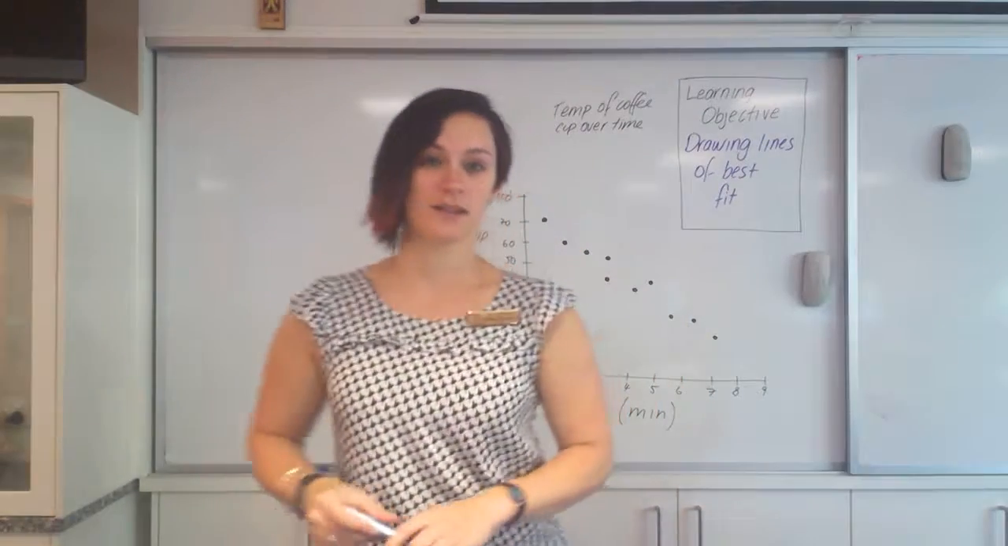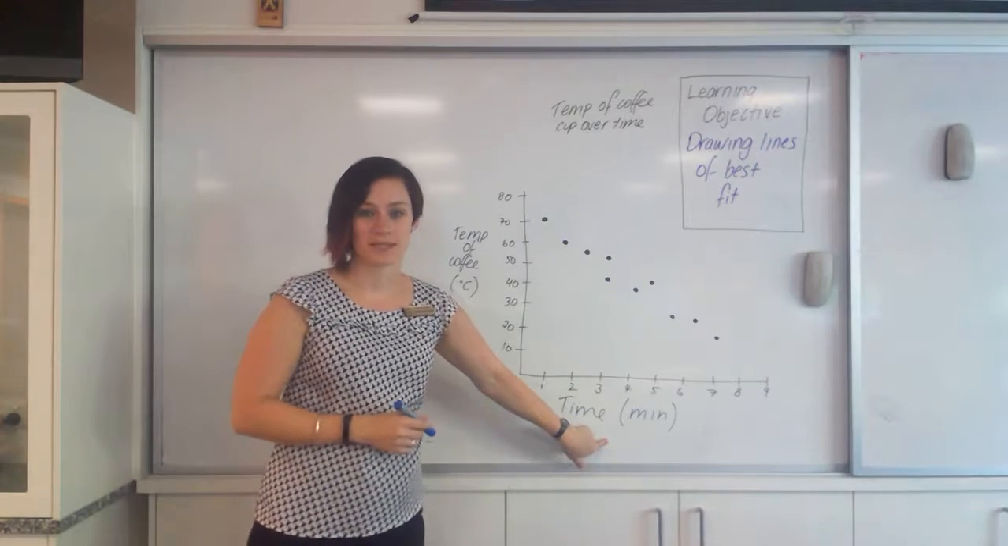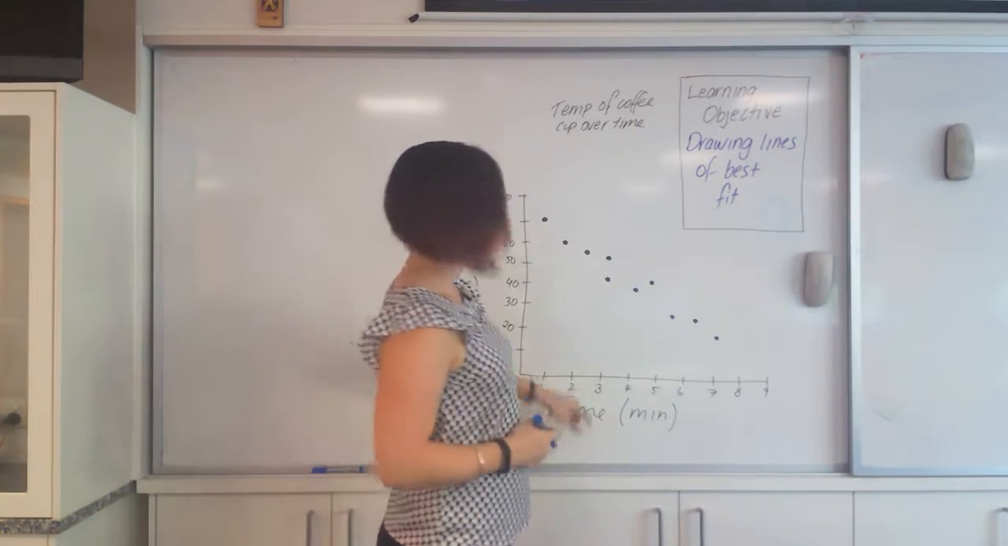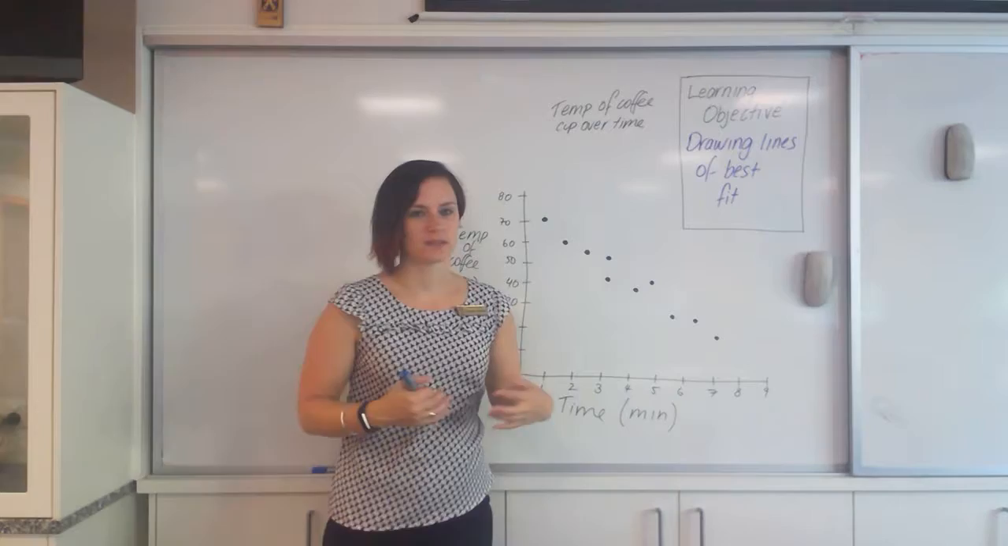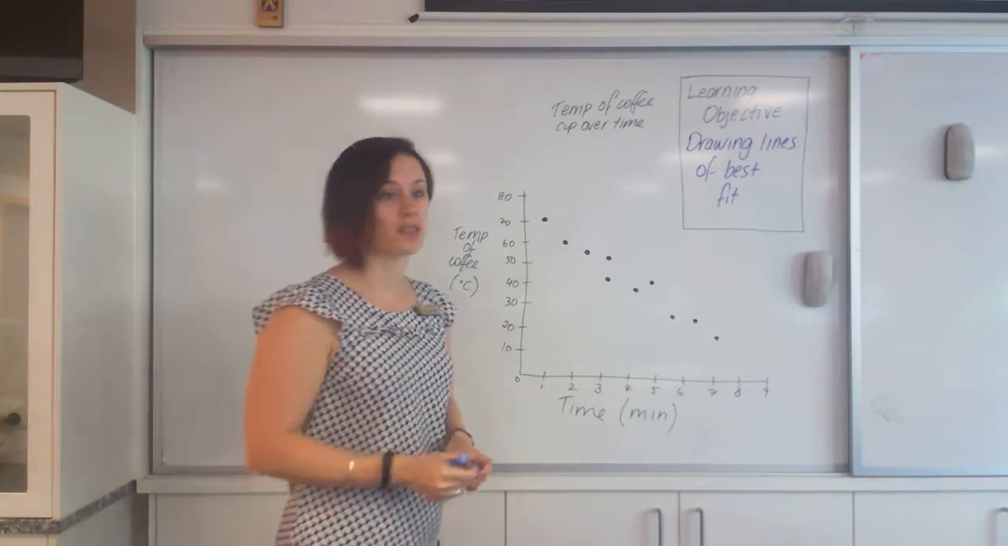We've used a lot of data to make scatter plots before, and we've also used it to make time series charts or time series graphs. And once we've plotted our points, often people ask me, well, can we start putting in a line? Do we need to join the dots up?